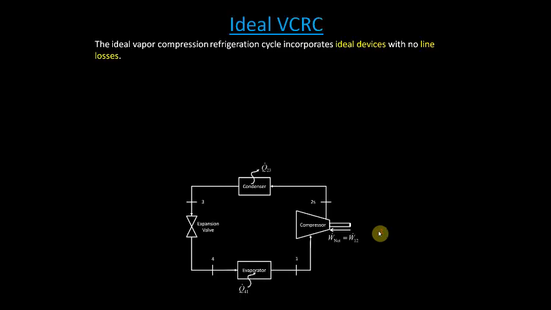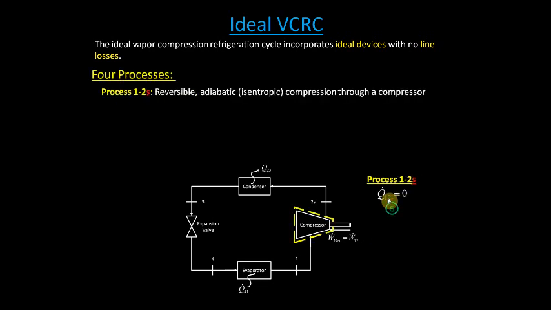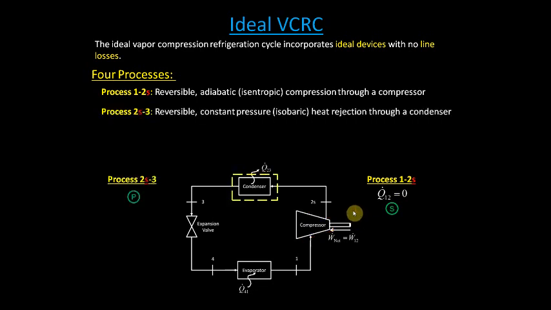If we look at the ideal VCRC with 4 ideal devices with no line losses, there are 4 processes. The first process is the compressor from state 1 to state 2 that is adiabatic and isentropic, therefore it is also reversible. The next process is where we go through the condenser, rejecting heat out of the cycle at constant pressure.